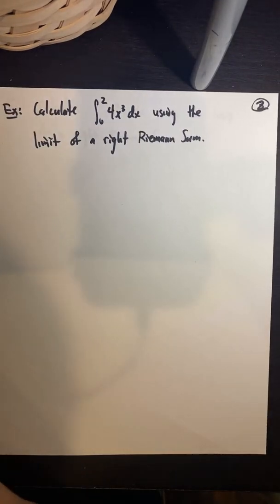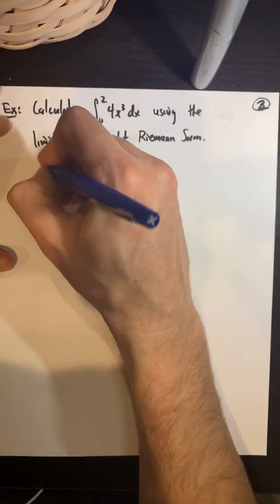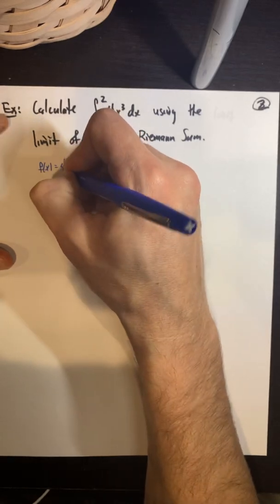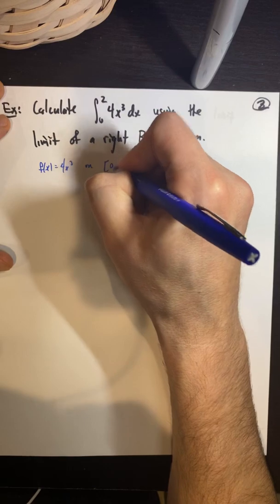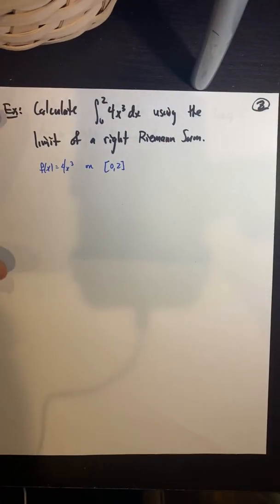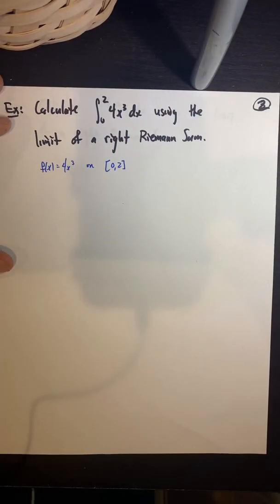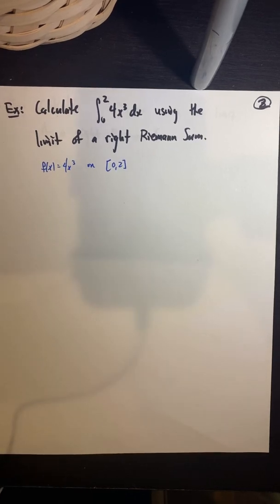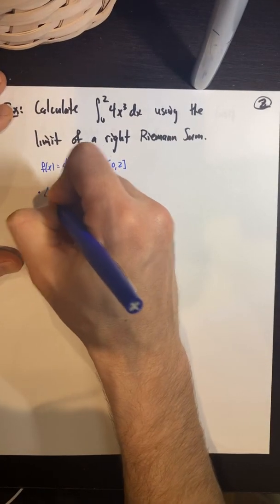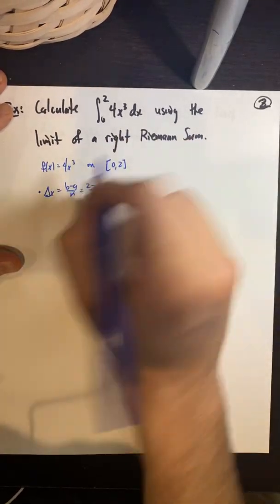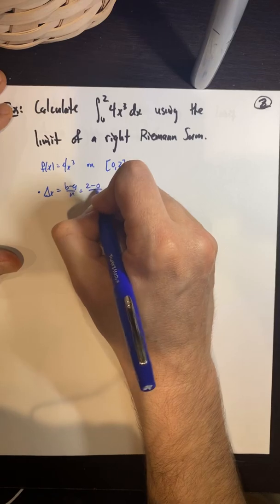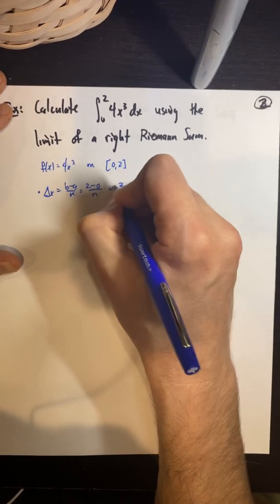So first off, let's say we want to evaluate the area under the curve 4x cubed between 0 and 2. So here, if you think about this in the language of a Riemann sum, the function that we want is 4x cubed on the interval of interest 0 to 2. So if I want to evaluate this using the limit of a Riemann sum, I first have to construct that Riemann sum. That means finding delta x, which is (b minus a) over n, which is (2 minus 0) over n, which is 2 over n.